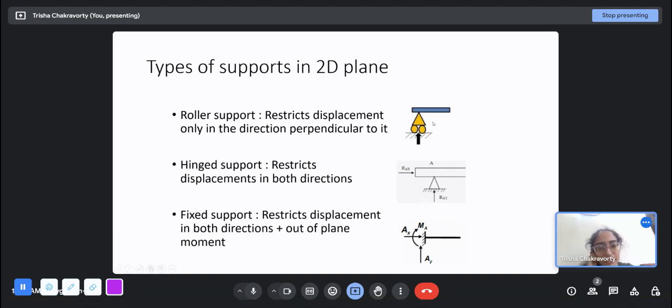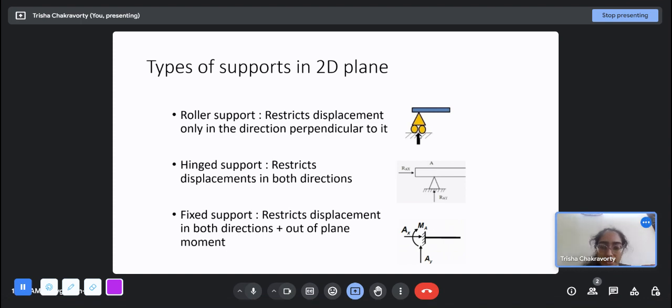So roller support looks like this. It is represented by these two rollers. It restricts displacement only in the direction perpendicular to it. So it will not allow the structure to move in this direction. It will give a reaction force in this direction, but the structure is free to move in this direction, and it is also free to rotate about the roller.